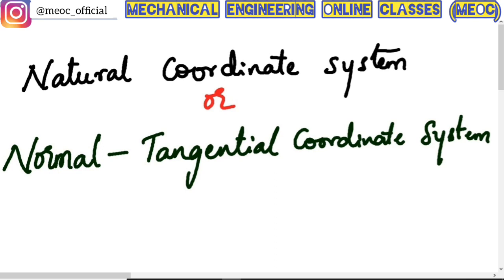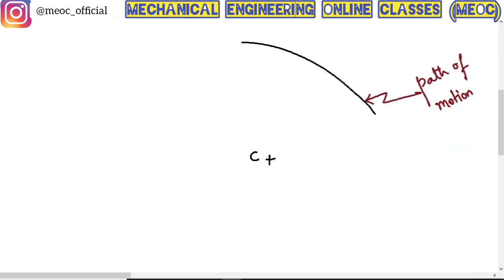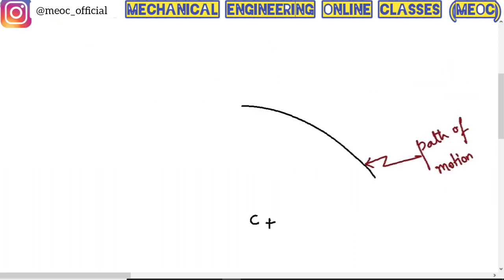So to facilitate the study of curvilinear motion, the acceleration may sometimes be resolved into components that are normal and tangential to the path of motion of the object or particle. Let us consider a particle that is moving along any path of motion. So here the black curved line is a path of motion whose center of curvature is at C.